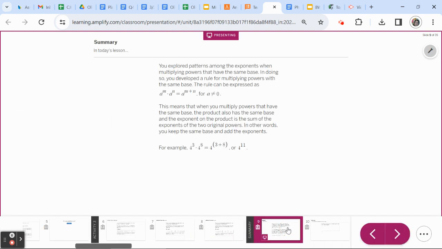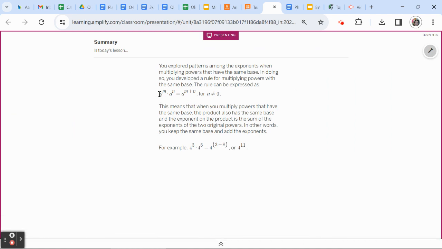Alrighty, so you have your summary. Kind of goes over whatever you should have the same base. You add your exponents, though our base cannot be 0. Okay, that is the only time that rule is not allowed. All right, so then here's your example showing you 4 to the third times 4 to the 8th. You just take your exponents and add them to get 4 to the 11th.